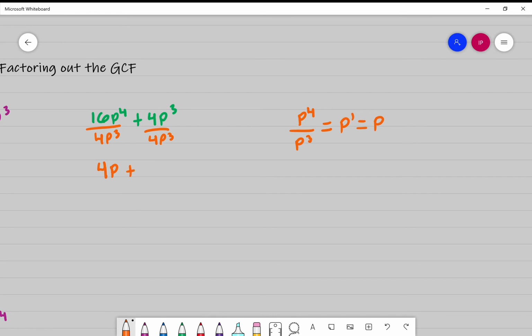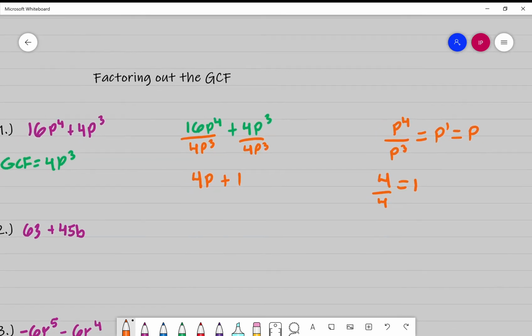And we notice 4p cubed over 4p cubed. Well, those are the same. So if I had, for example, 4 over 4, we would say that's 1. Well, this same rule applies to numbers and variables. So 4p cubed over 4p cubed is just 1.